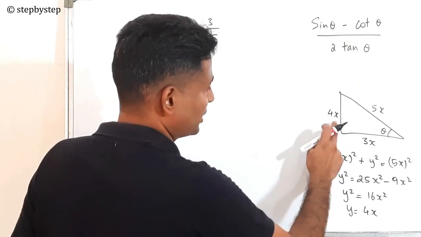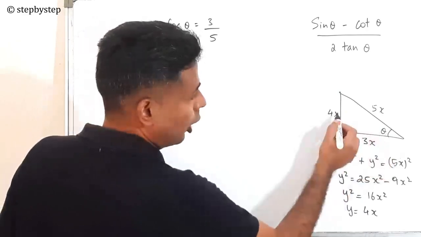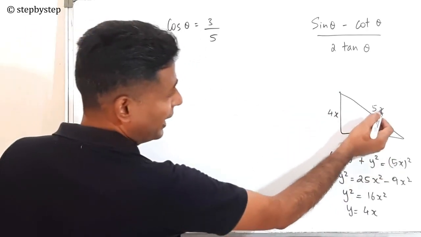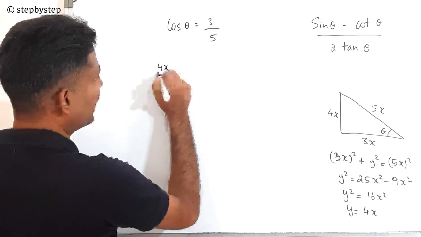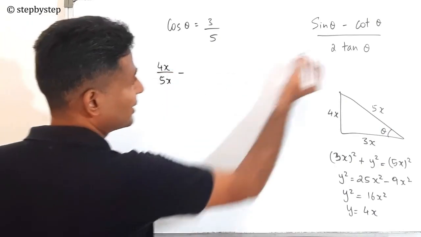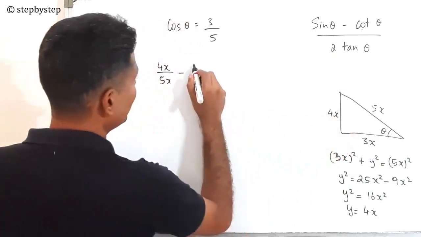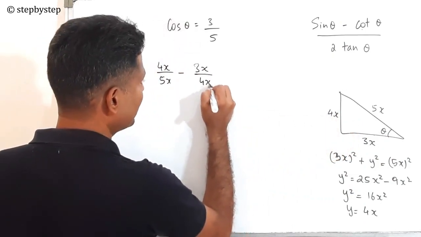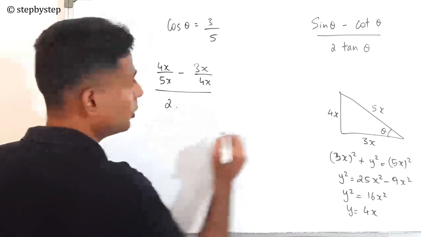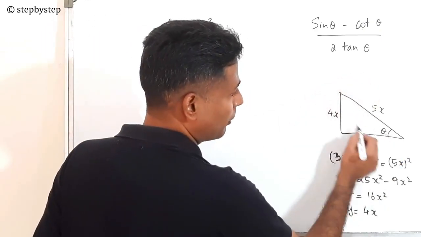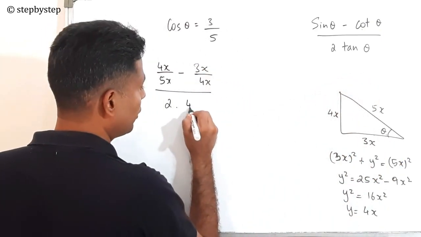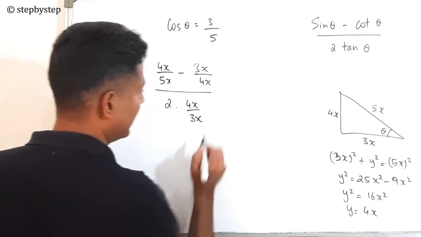So sin theta minus cot theta. What is sin theta? Opposite by hypotenuse. So we get 4x by 5x minus cot theta. Cot theta is adjacent by opposite. So we get 3x by 4x, whole divided by 2 tan theta. Tan theta is opposite by adjacent. So we get 2 into 4x by 3x.